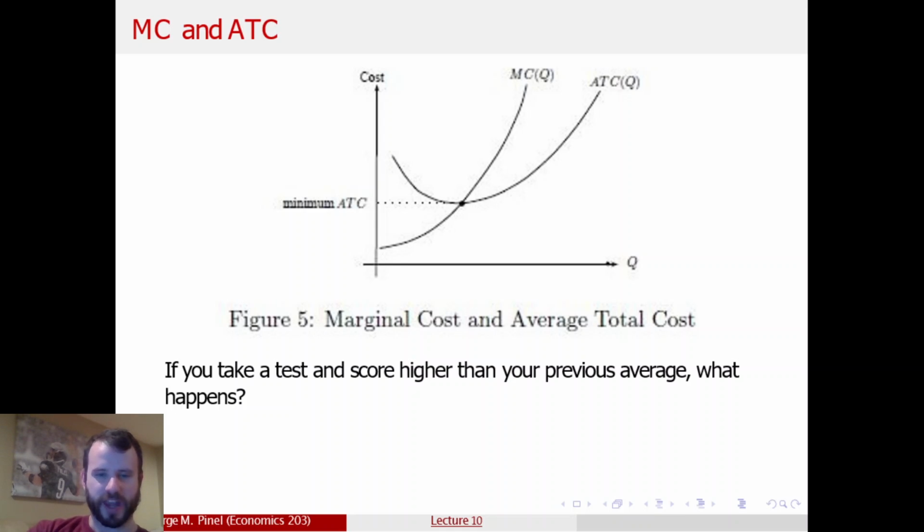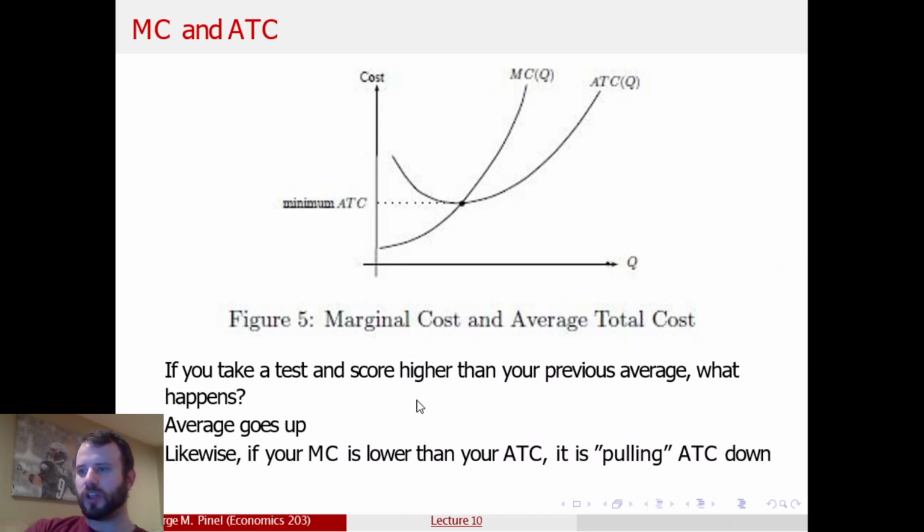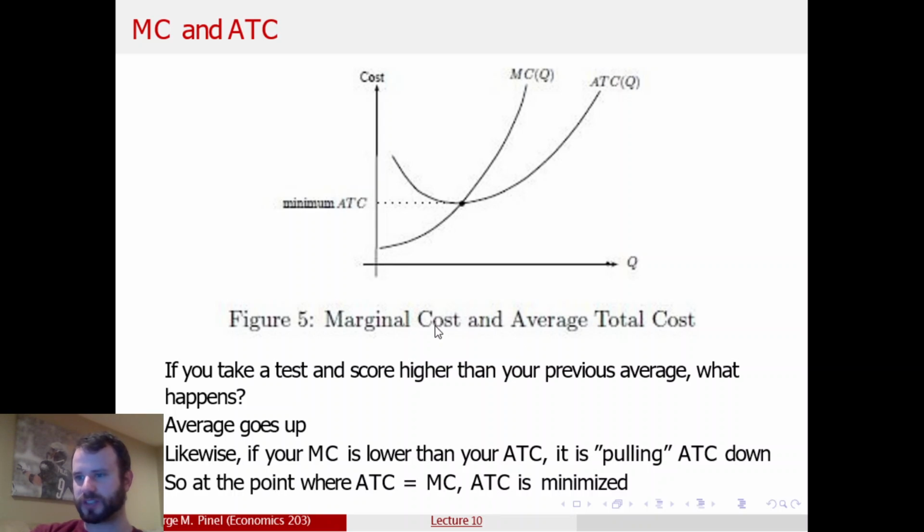It's like this, but then every point after the marginal cost crosses will be higher than your average total cost. So this minimum, or I gave it away. This point here is the minimum average total cost because it's the point at which your marginal cost starts to bring your average total cost back up. So marginal cost is going to start below your average total cost, and eventually it's going to cross with it at the minimum point, and thereafter it goes higher and higher. Okay, so your average goes up. So likewise, if your marginal cost is lower than your average total cost, it's pulling down your average total cost.